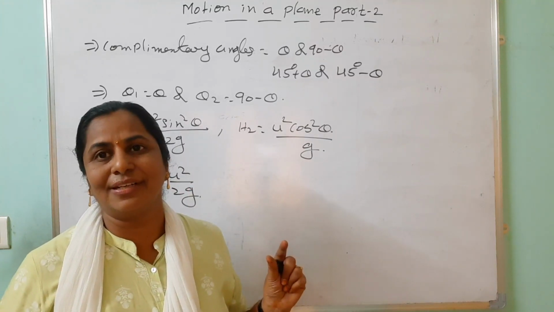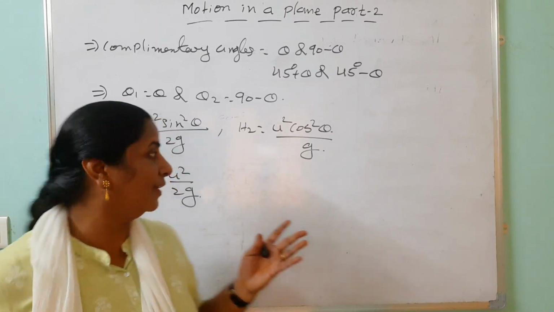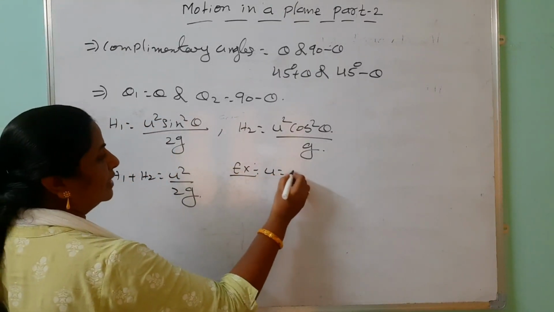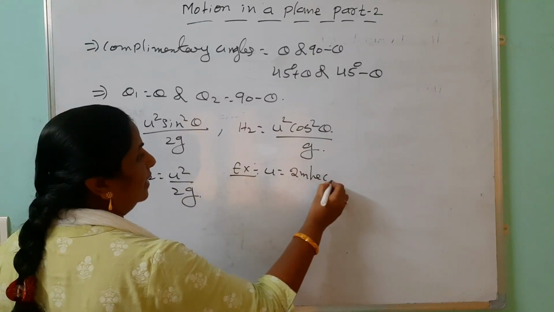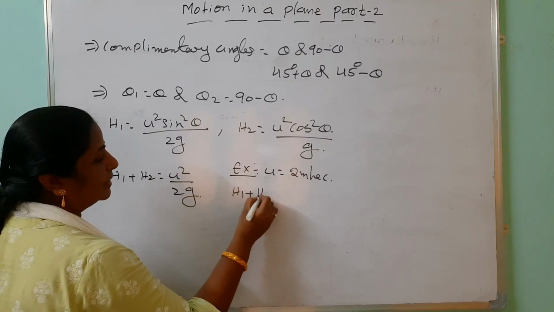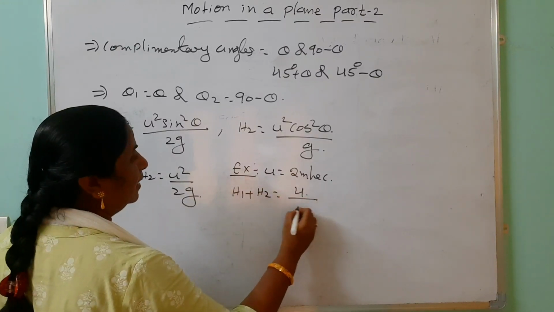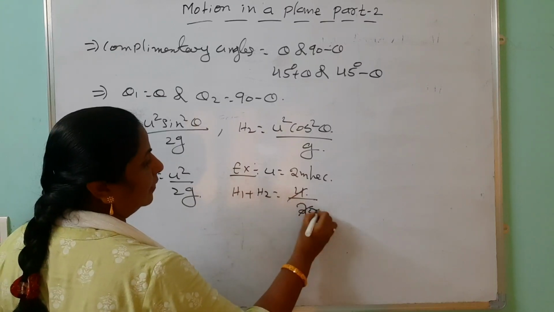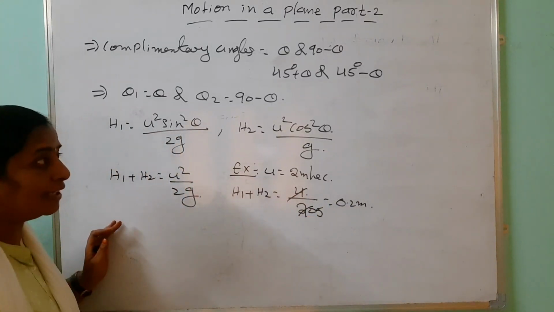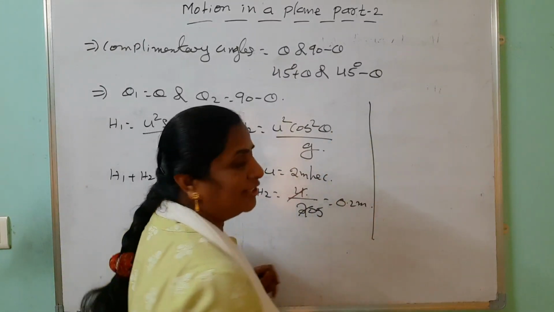Whenever they mention in the question complementary angles and same velocity, look here. Example, if u equals 2 meters per second, with complementary angles and the same velocity, here h1 plus h2 is how much? u square by 2g. So 4 by 20. The answer is 0.2 meters. Like that we should complete it. And the same thing, how to apply for range also.